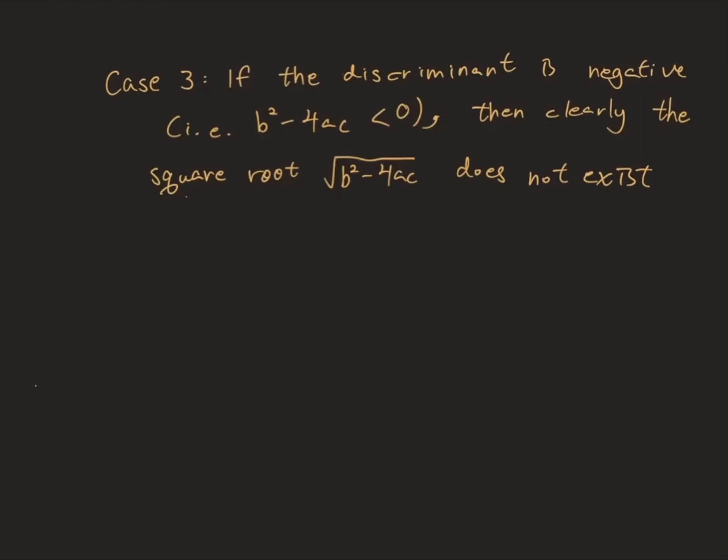Case 3. If the discriminant is negative, which is b squared minus 4ac is smaller than 0, then clearly the square root of b squared minus 4ac does not exist. And for case 3, we will also explore and teach it in the lesson of complex numbers.